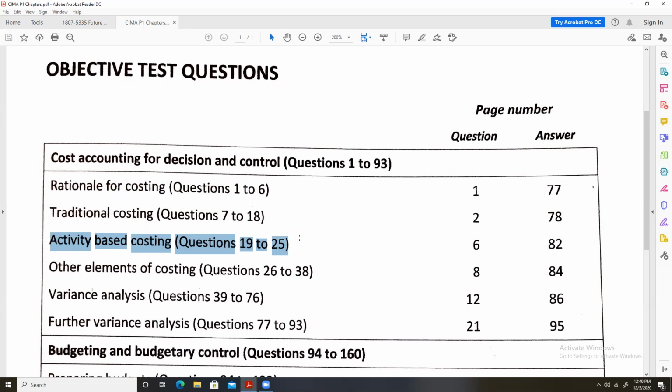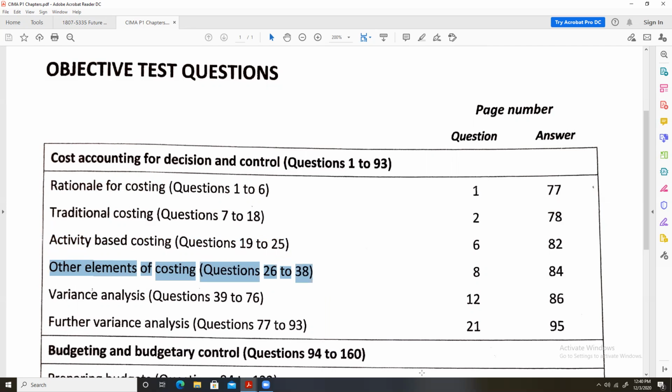So while studying these topics, you need to make sure that you have good control, good grip over the theoretical aspects of each and every topic. Moving forward, other elements of costing. This chapter mainly comprises throughput accounting.